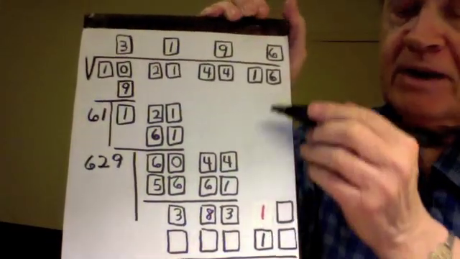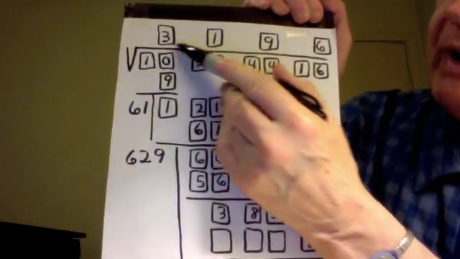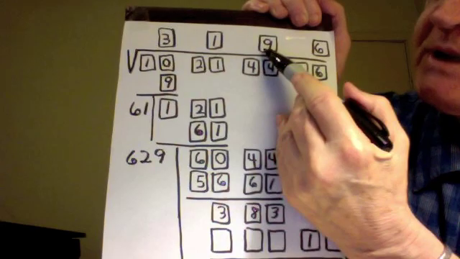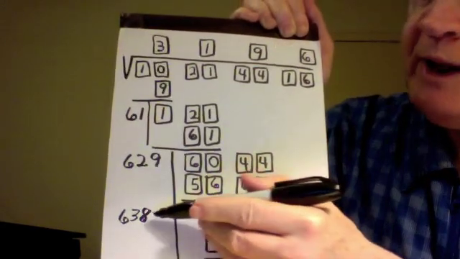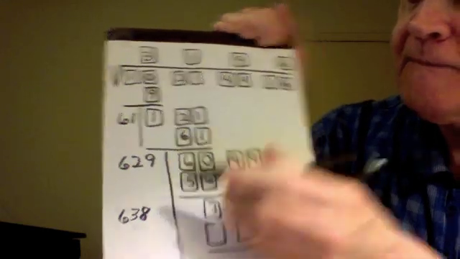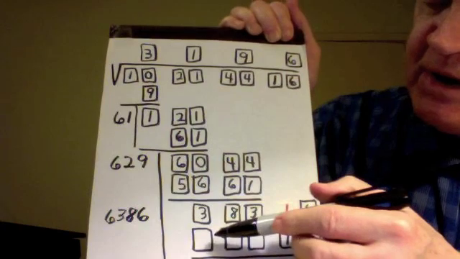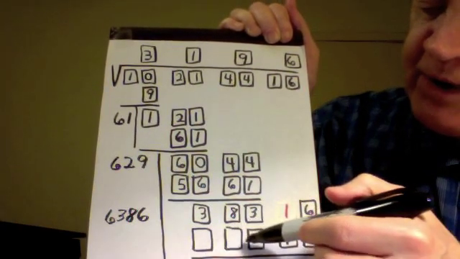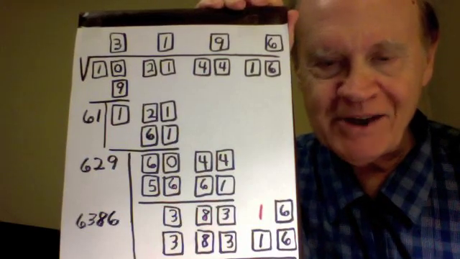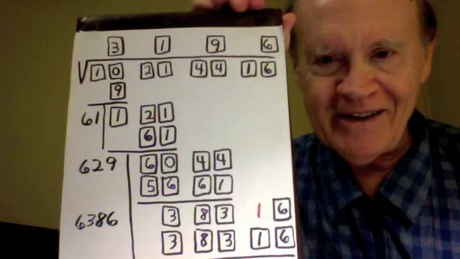We bring down the 6. We get our final divisor by doubling the 319, which is 638. We complete it with a 6. 6 here, 6 here. 6,386 times 6 is 38,316. And that concludes my solution to my square root ghost challenge.